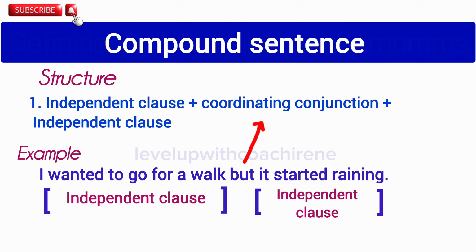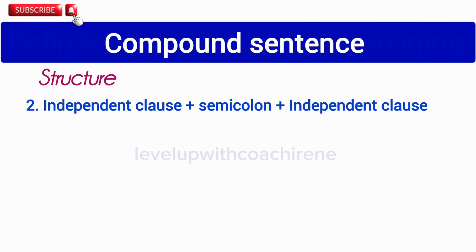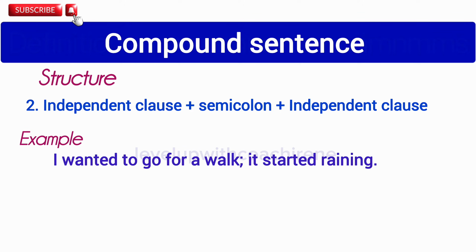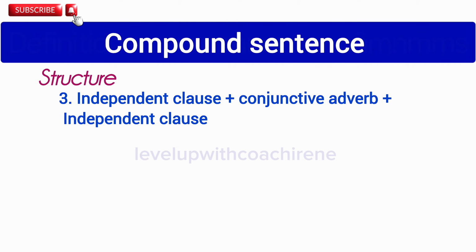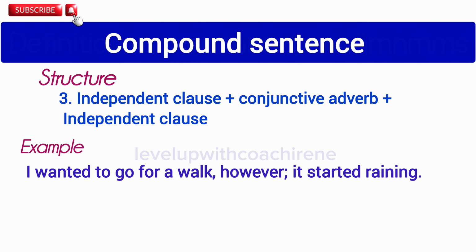It can also be formed with an independent clause plus a semicolon plus independent clause. For example, I wanted to go for a walk; it started raining. Lastly, it can be formed with an independent clause plus a conjunctive adverb plus independent clause. For example, I wanted to go for a walk; however, it started raining.